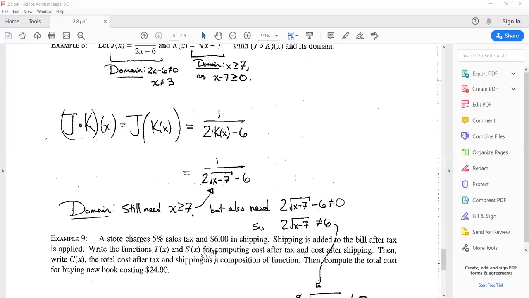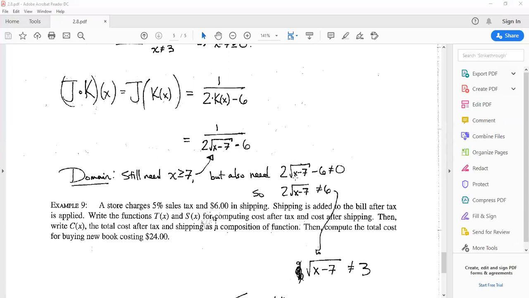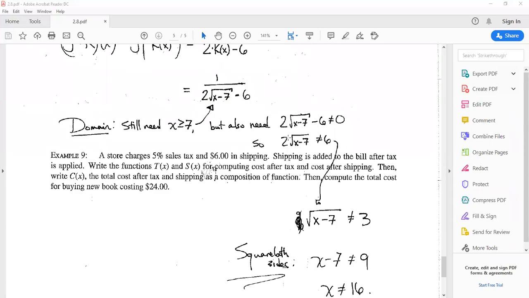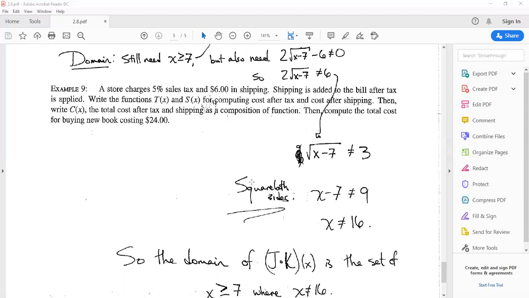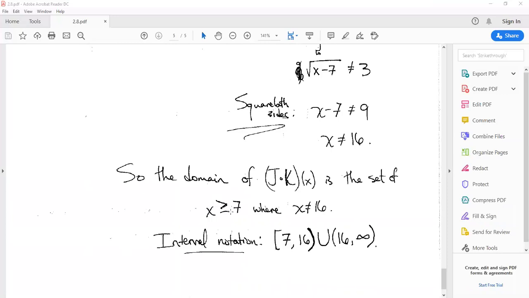So now we need to solve some equation with radicals. If we divide both sides by 2, we cannot have that the square root of x minus 7 equals 3. And so now let's square both sides to get rid of this radical. And we say that we cannot have x minus 7 equal to 9. Now let's add 7 to both sides, and we get that x cannot be equal to 16. So the domain of our composition is the set of x bigger than or equal to 7, but not x equals 16.